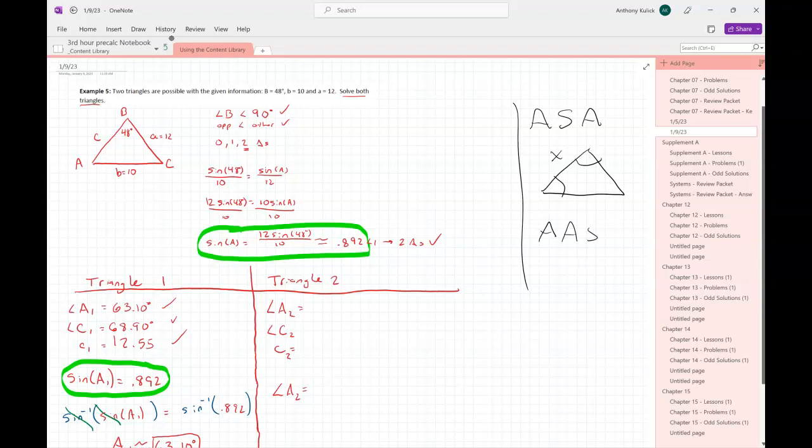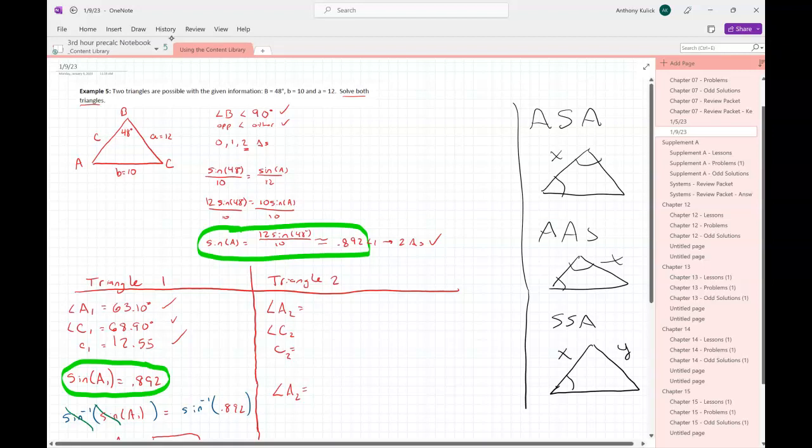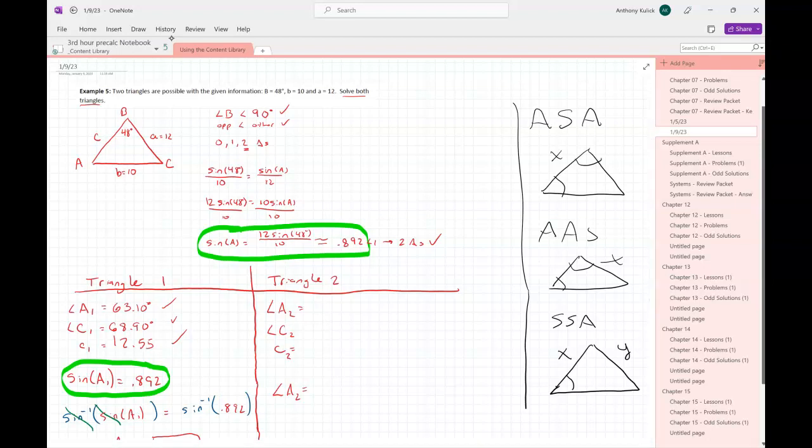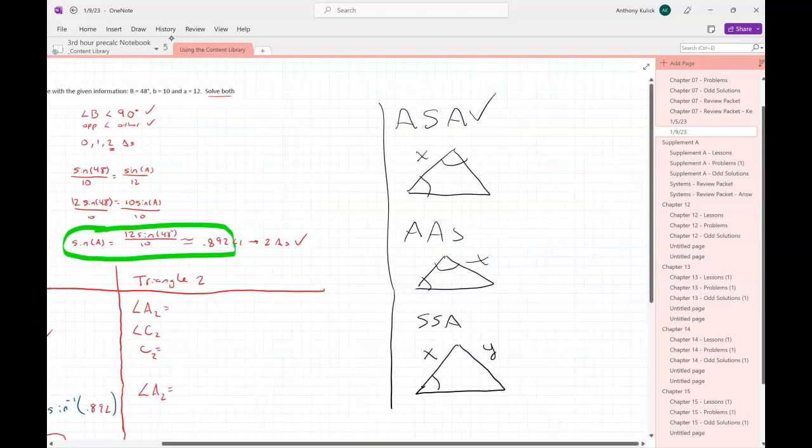We can use it for angle, angle, side, where we're given 2 angles and then a side not in between the 2 angles. And the third situation is where we can do it is if we have an SSA. So that's where we're given 2 sides and not the angle in between the 2 sides. Everybody's okay with that?